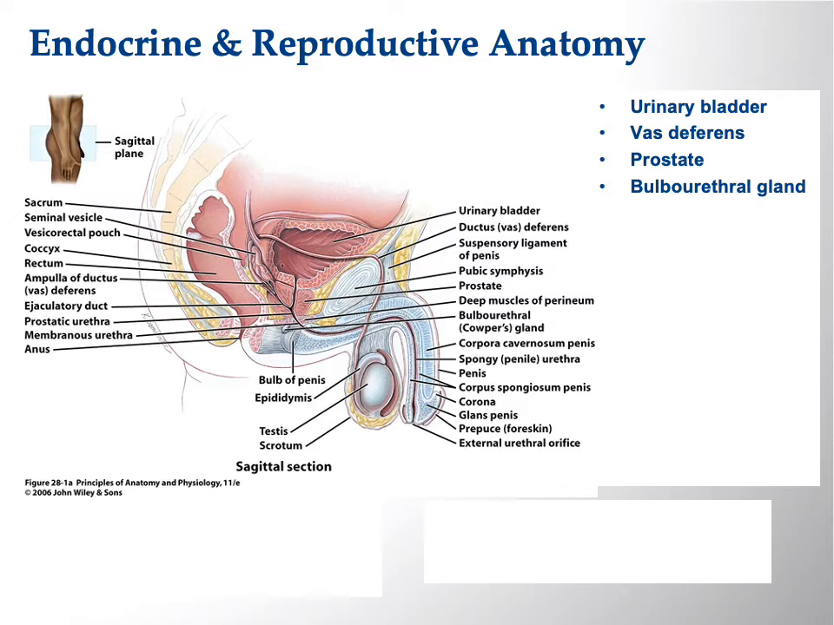Now, everybody, I get this question every semester: can you get pregnant from pre-cum? Well, look, the bulbourethral gland has no sperm in it, okay? So there's nothing you can get pregnant from in there.